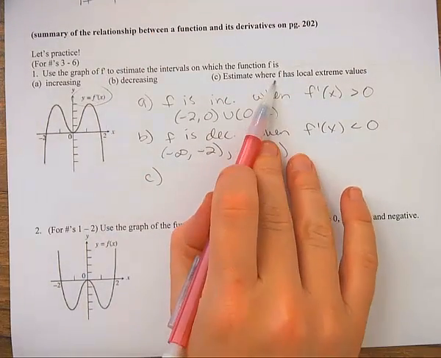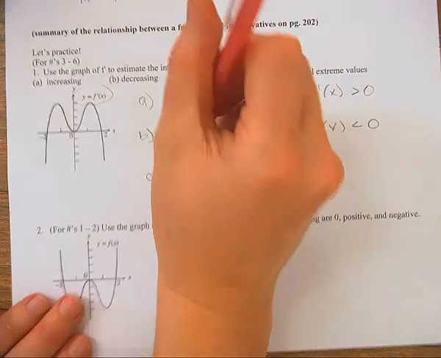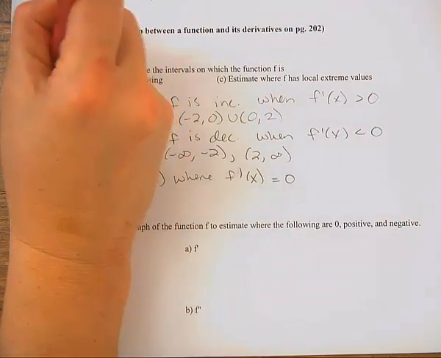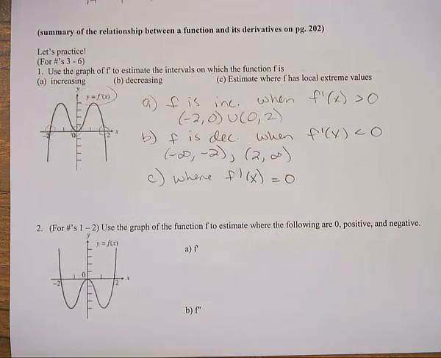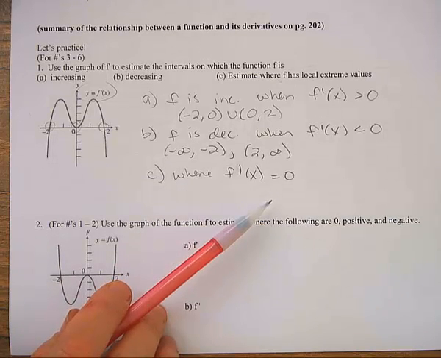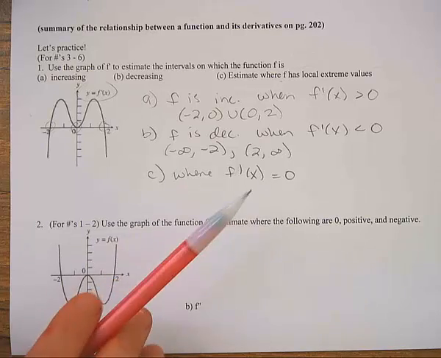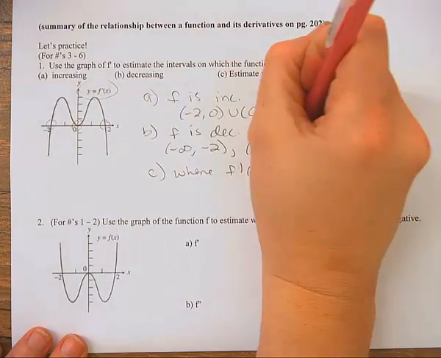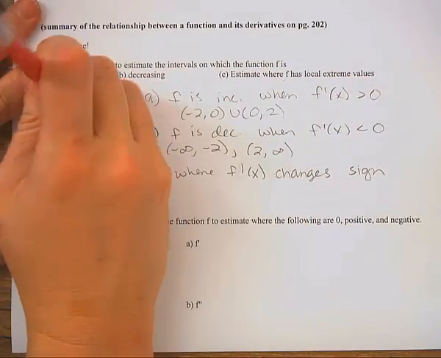Then f is going to have a local max or min when it changes direction, or where the derivative is equal to 0. So that is at -2, 0, and 2. But it's specifically when the function changes direction. That's really where you have a max or a min, where the derivative changes sign. So actually, I'm going to erase that and say where f prime of x changes sign. So then that rules out the 0.